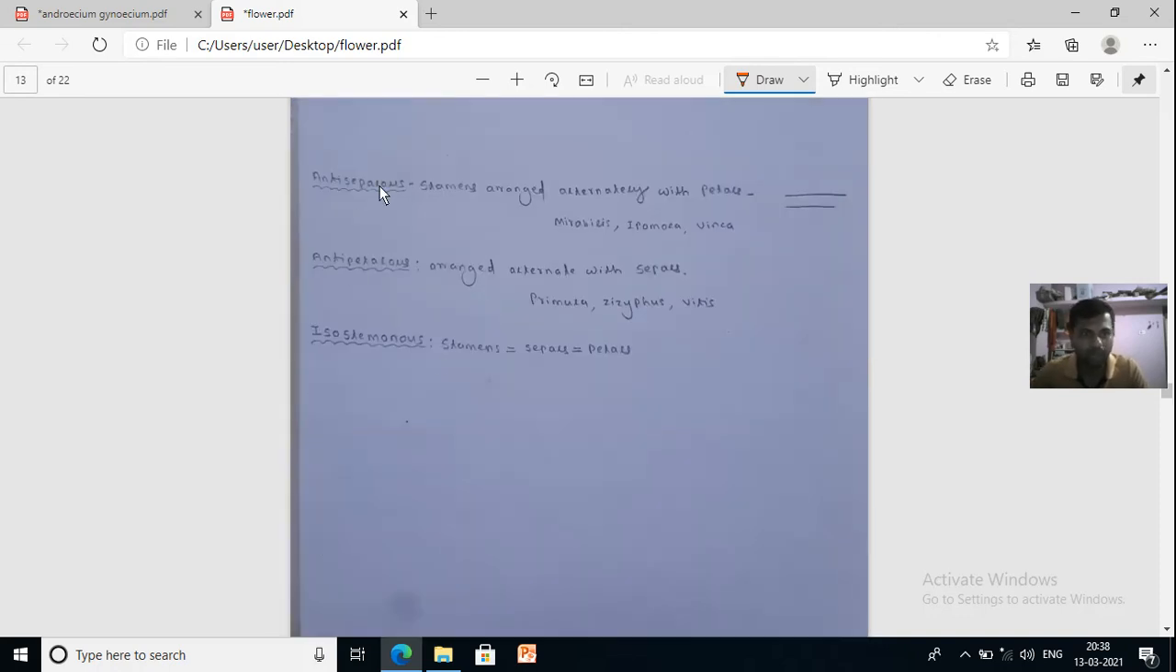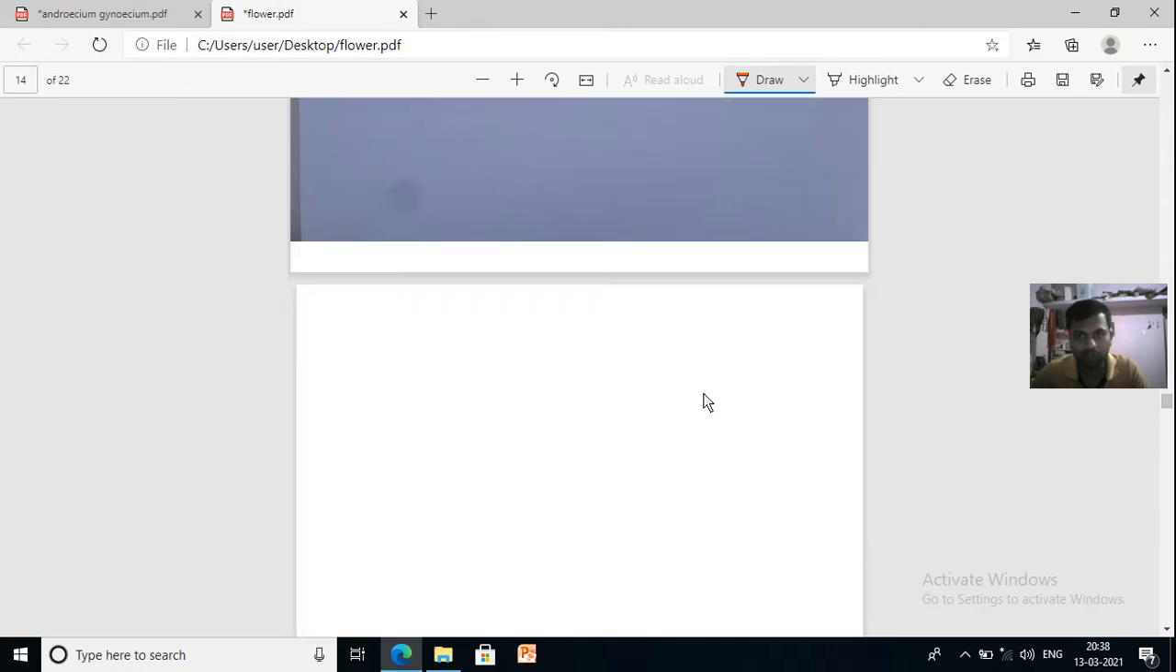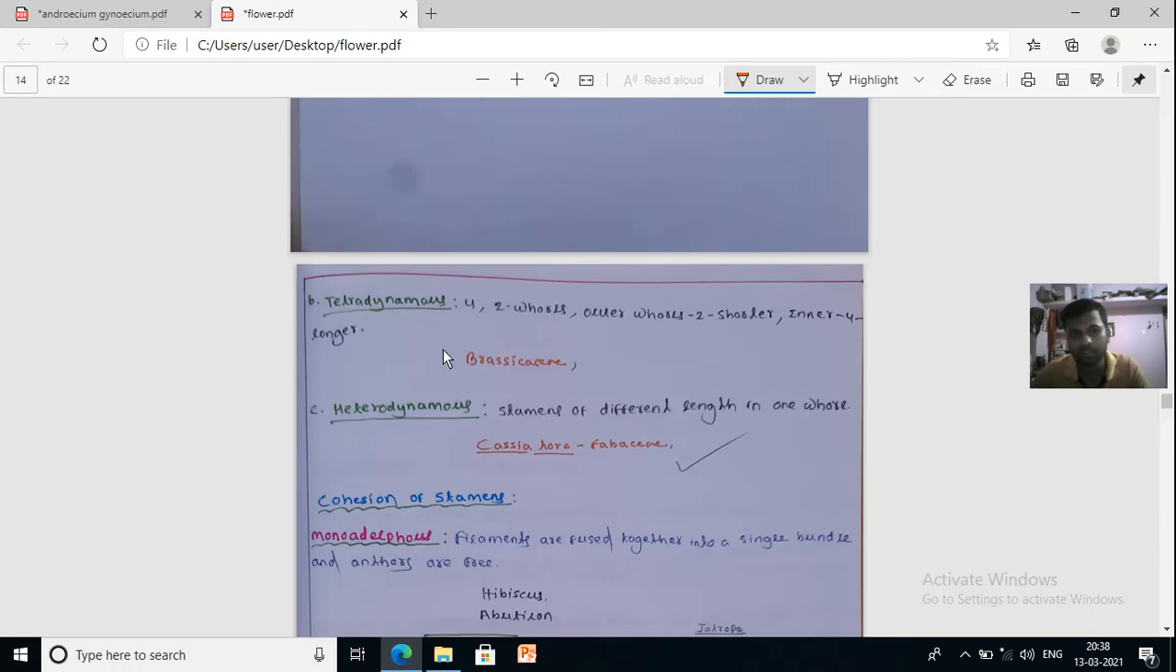Next, we have already discussed antisepalous, antipetalous and isostemonous conditions. Next come to tetradynamous condition. When a flower has six stamens, if the two that are present in the outer whorl are shorter and the four in the inner whorl are longer, it is known as tetradynamous condition. It is the characteristic feature of family Brassicaceae, that is the mustard family. Heterodynamous condition: if stamens are of different length in one whorl, like Cassia tora. This is the family Fabaceae. Always remember this point here.